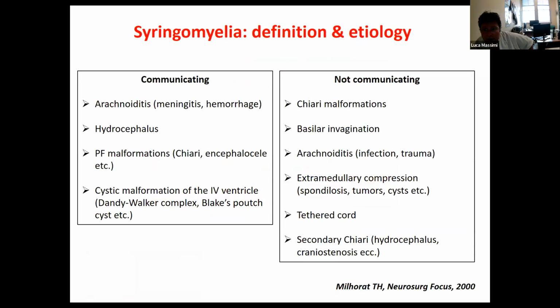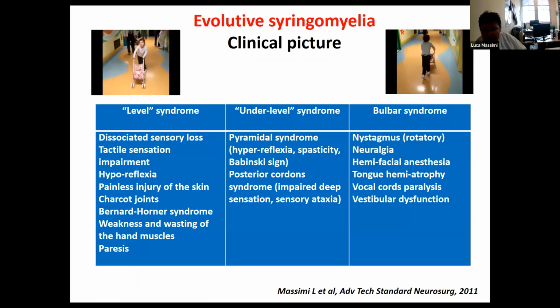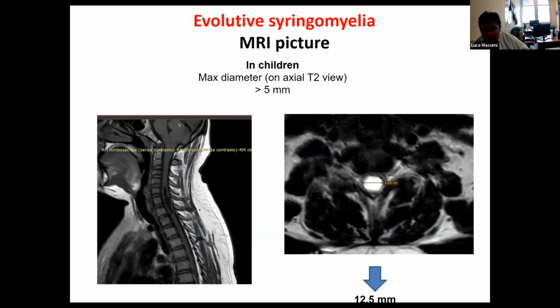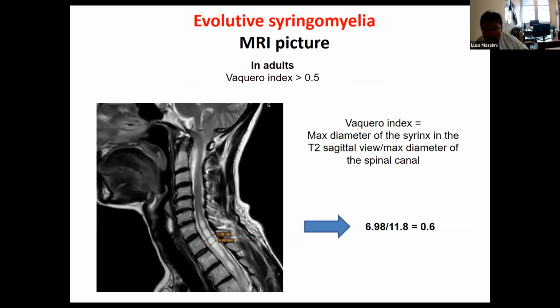First of all, it is important to define the syringomyelia and the etiology, but fortunately, Dominic and Dan have done this job very clearly, so I can skip these slides. It was just to recall what the symptoms of an evolving syringomyelia are, and of course also what pictures we can have for an evolving syringomyelia associated, in this case, with Chiari malformation.